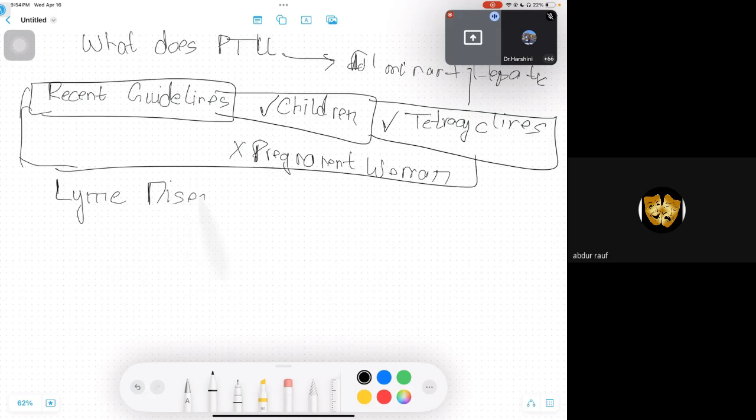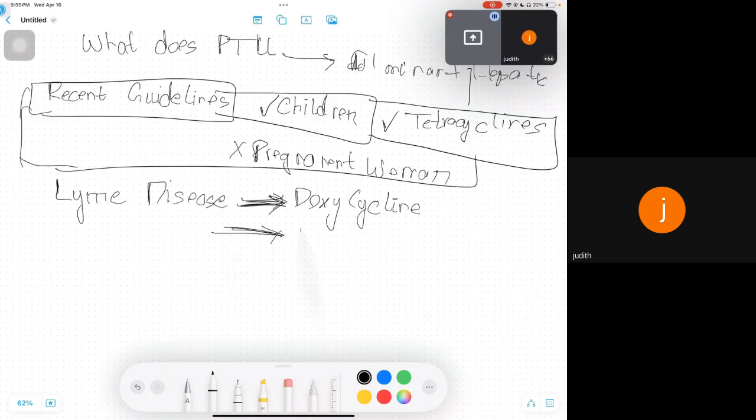But remember, in Lyme disease, we give doxycycline. But if the woman is pregnant, what drug will you give now to that patient? Ceftriaxone? No, we simply give them penicillin, ampicillin or amoxicillin.